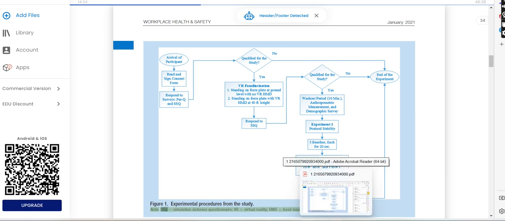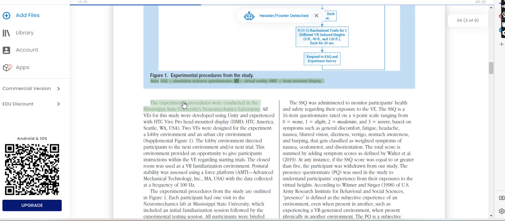Note: SSQ equals Simulation Sickness Questionnaire, VR equals Virtual Reality, HMD equals Head-Mounted Display.